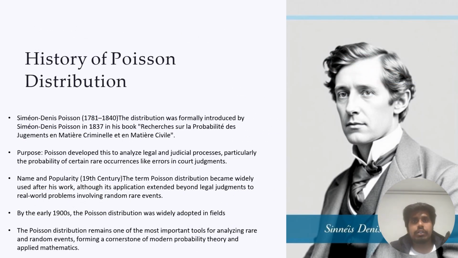So, history of the Poisson distribution. It was introduced by Simon Denis Poisson, a French mathematician, in 1837. He developed this distribution to analyze legal probabilities, such as the likelihood of errors in court judgments. While originally rooted in the judicial process, it was soon adopted across various domains due to its practicality in modeling rare events. By the early 20th century, it became widely used in fields like business, economics, and applied mathematics, forming a critical component of modern probability theory.